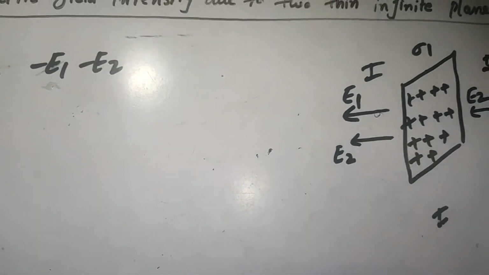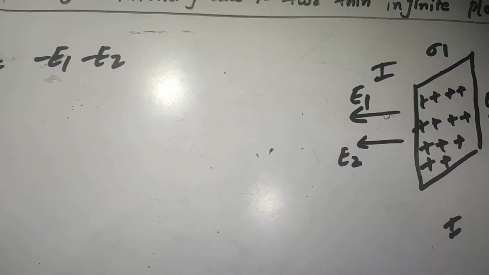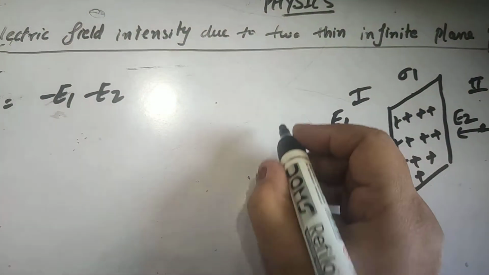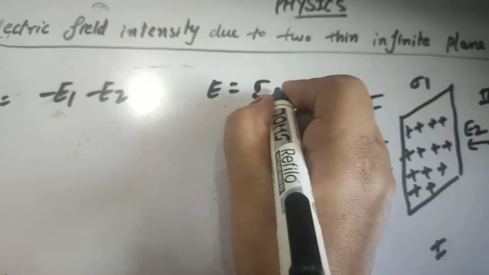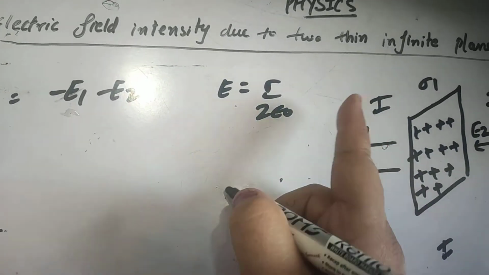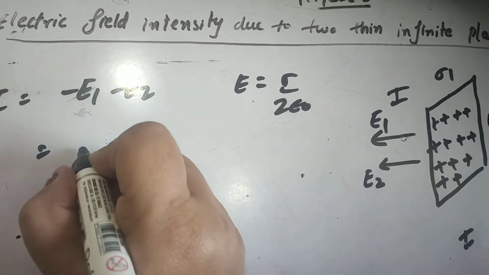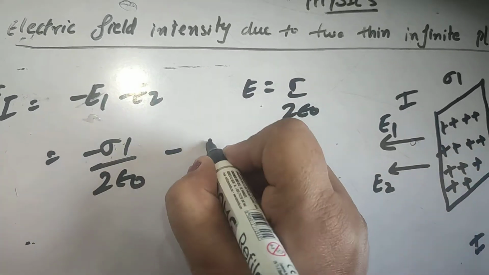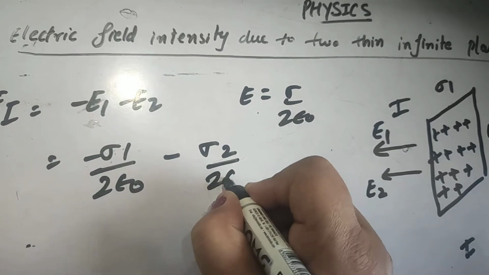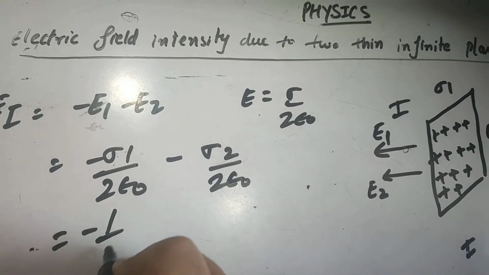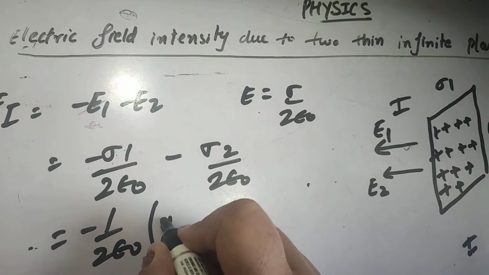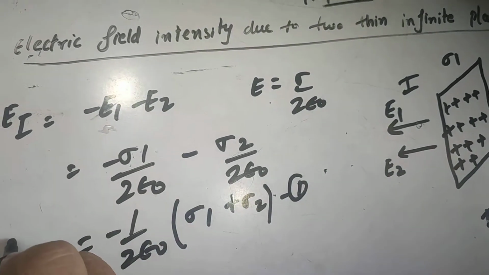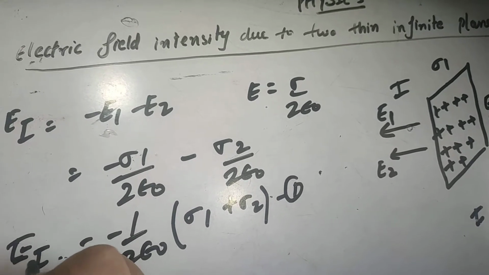Also we know that for a single uniformly charged plane sheet, we have just calculated the value of E to be E equal to sigma upon 2 epsilon naught. So for the first sheet this is minus sigma 1 upon 2 epsilon naught, and for the second also minus sigma 2 upon 2 epsilon naught. Taking minus 1 upon 2 epsilon naught common, it becomes sigma 1 plus sigma 2. Let us call this equation 1. This is for the first region.